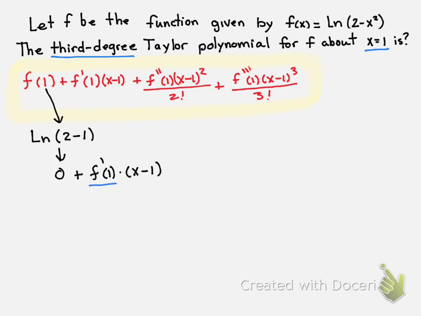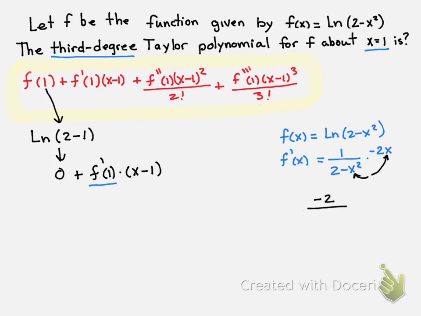The next term, I'm going to need the derivative of f. So if f of x equals ln of 2 minus x squared, then I'm going to need f prime. Well, it's going to be 1 over 2 minus x squared times the derivative of the inner, which will be negative 2x. And I'm going to need that when x equals 1. So I'll plug a 1 in here and a 1 in here, and I will have negative 2. 1 squared is 1, and 2 minus 1 is 1. So this portion right here is going to be negative 2.